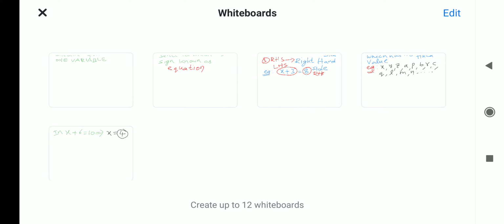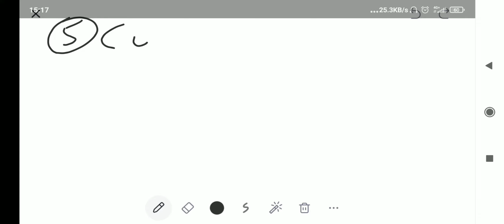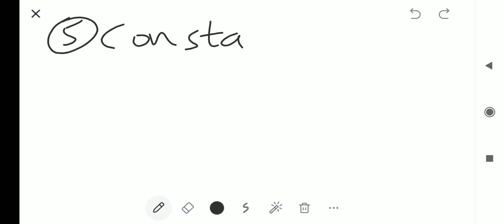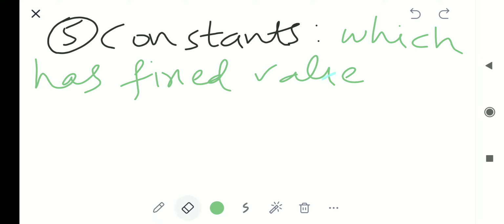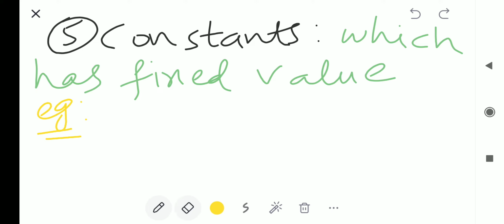Next, coming to the fifth point, point number 5, constants. Constants means which has a fixed value. For example, 5. 5 is a constant because it is a fixed value.